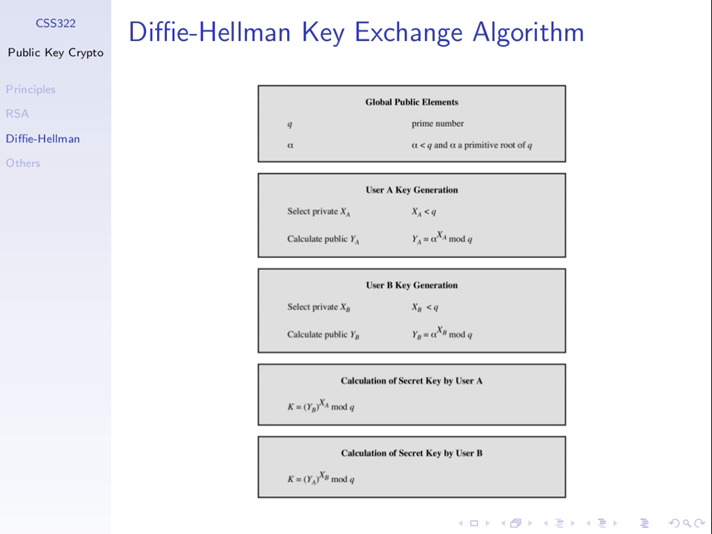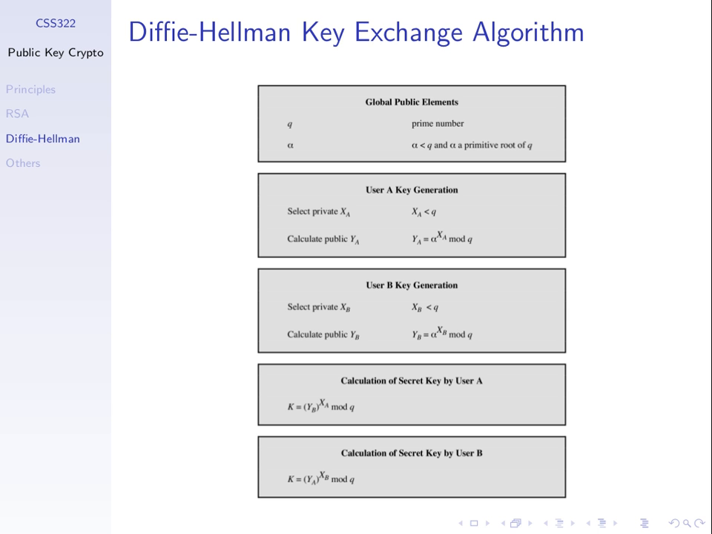So we have user A and user B. Let's say two computers or two users on either side of the internet, and they follow these steps. User A chooses a private value. Let's call it XA, the private value. Let's choose a large number. It needs to be less than Q in this case, so less than 353. User A chose 97 here.